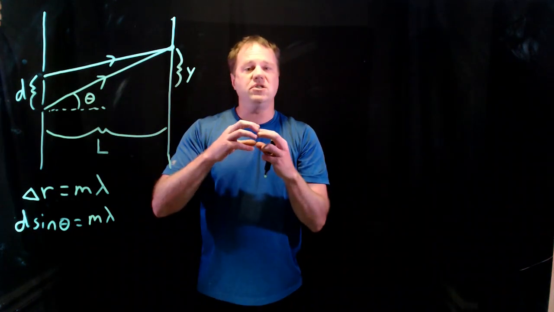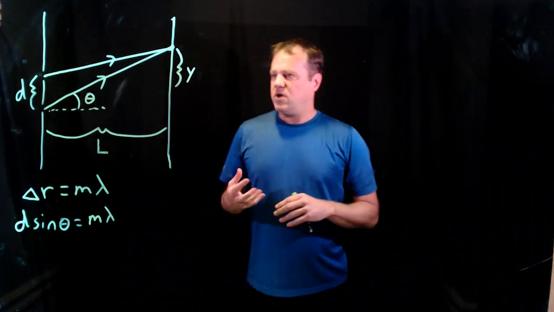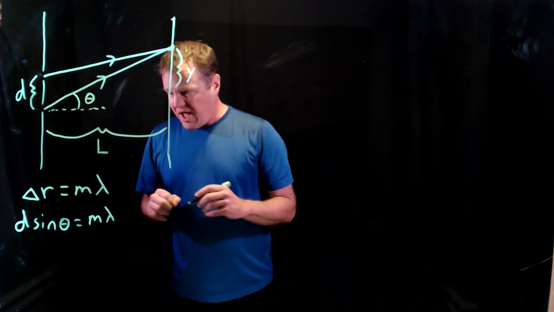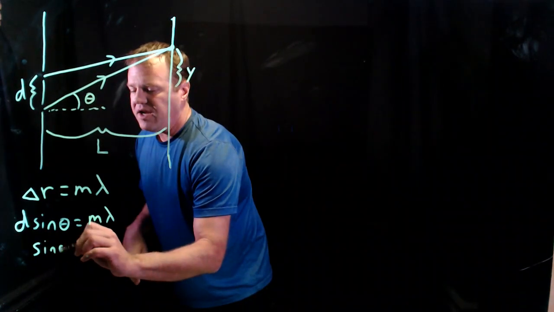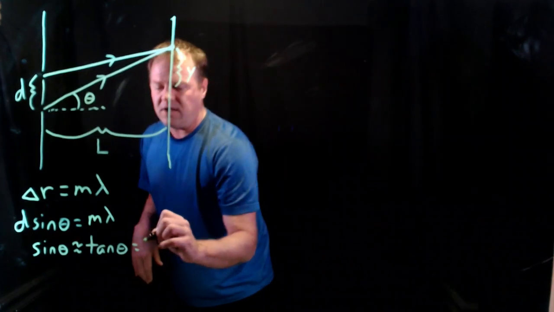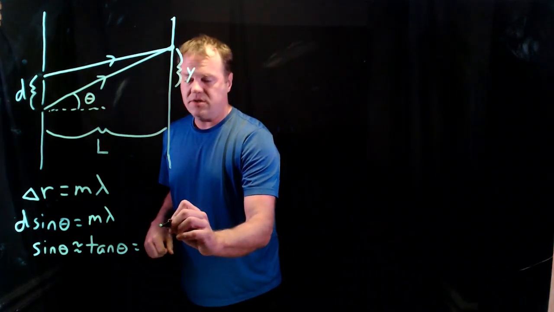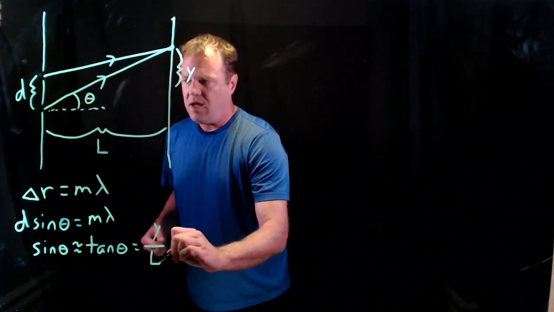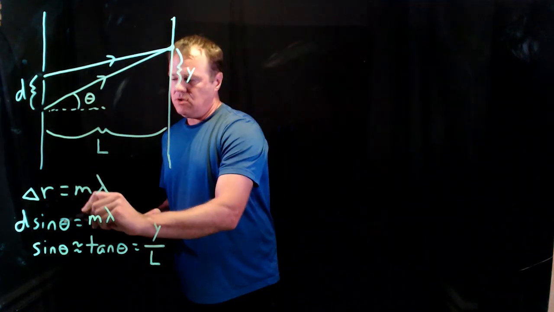You can measure locations of bright or dark spots on a screen. You can measure the distance between the apertures and that screen. So let's get this term in terms of these things that we can measure. We're going to use what's called the small angle approximation, which is an assertion that sine theta is approximately equal to tangent theta. And then looking at the definition of tangent, opposite over adjacent, tangent theta is y, the location of the dark or bright spot, divided by L, the distance from the apertures to the screen. So I take that and substitute it into here.